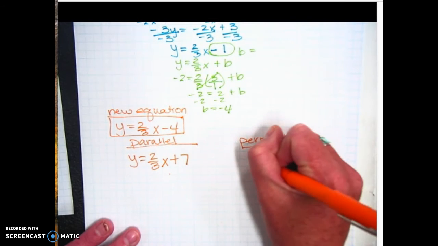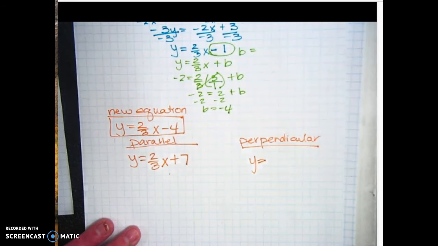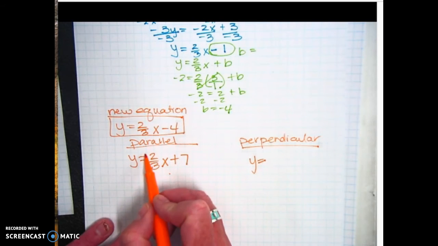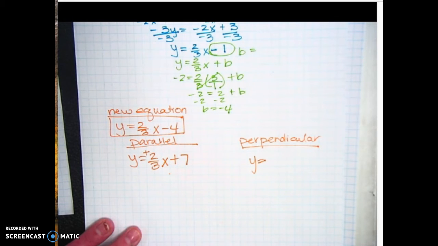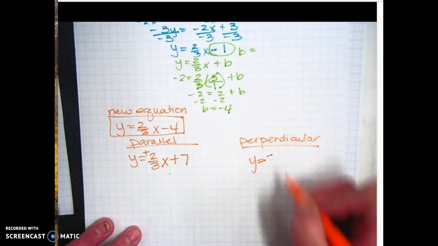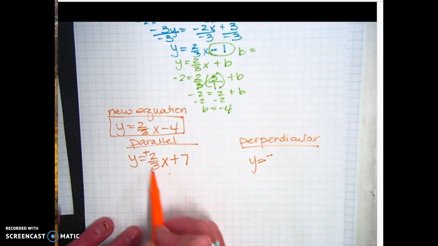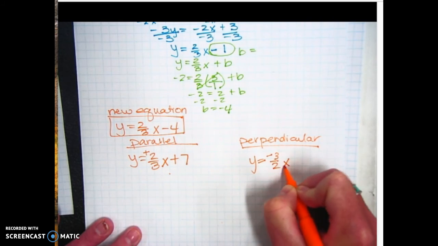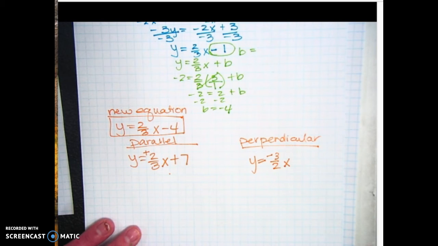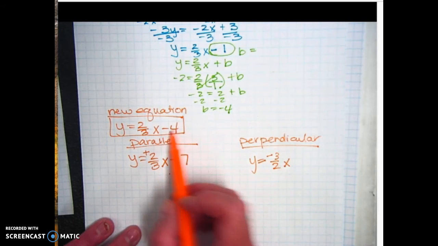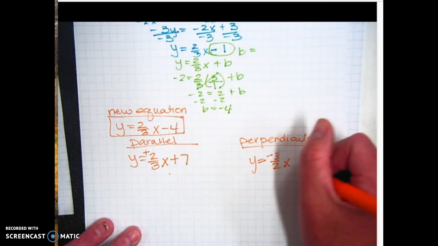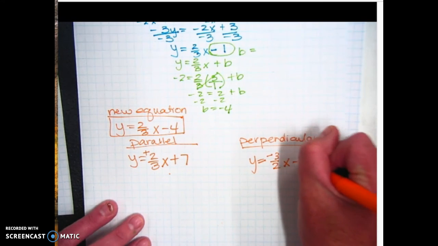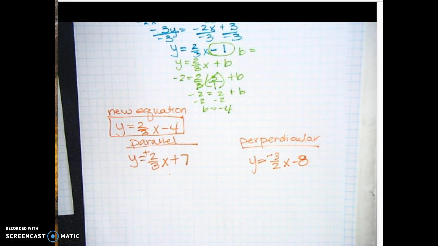So perpendicular, we're going to start with y equals. Now we need a negative reciprocal slope. So if this was positive 2/3 over here, this one's going to be negative. And then we're going to take that fraction and flip it over. So it's going to be 3/2 x. And then any random number except for minus 4. Actually, on this one, you could say minus 4 because it wouldn't be the exact same line. It would still be perpendicular. I'm just going to say minus 8. Okay?